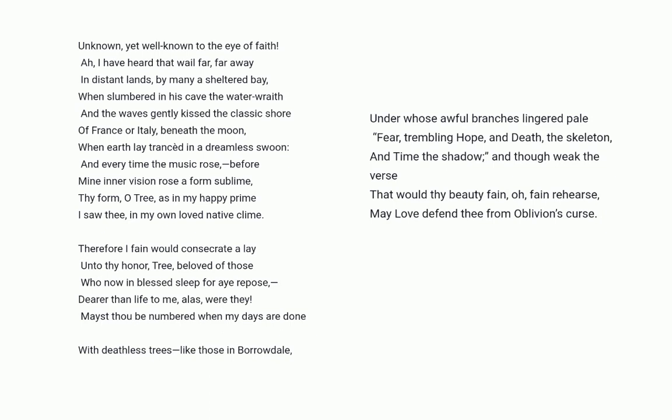Therefore I fain would consecrate a lay. So you have already seen that the poem has elements of happiness and elements of sadness, of lamenting, and now at the end there is a conclusion. After wailing, after shedding tears for her loved ones, the poetess now says, therefore I fain would consecrate a lay. Fain is compelled, a very Miltonic line, but I will not give you many references to Milton.